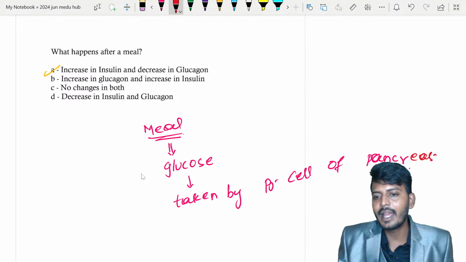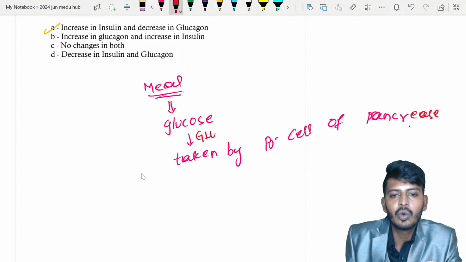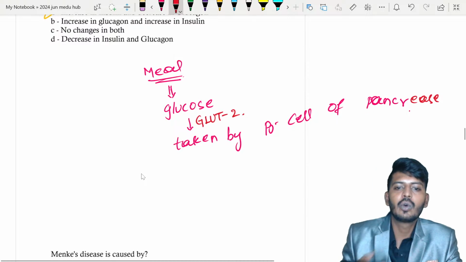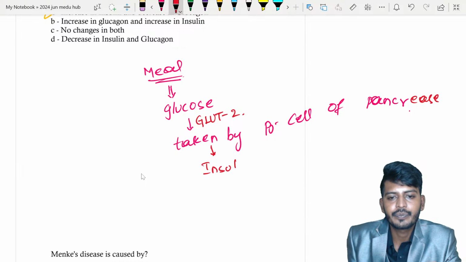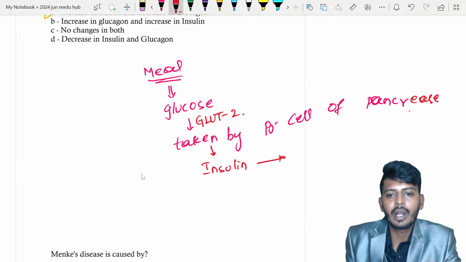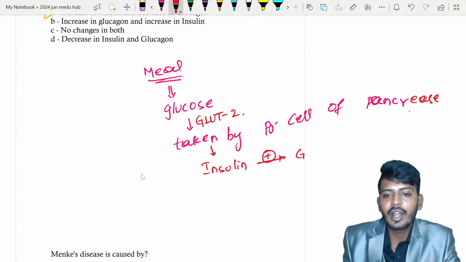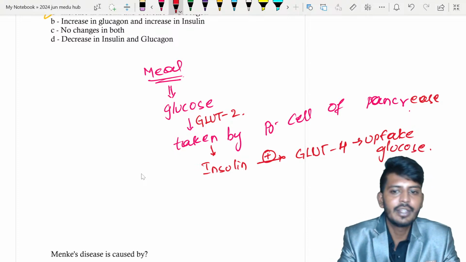So glucose is taken by the pancreatic beta cell with the help of glucose transporter 2. Now this glucose transporter 2 के बाद क्या करता है? Pancreatic beta cell will produce insulin. Okay, insulin will go and act upon what? Act on the glucose transporter 4. Basically glucose transporter 4 will uptake the glucose. Okay, so this is how it will work.